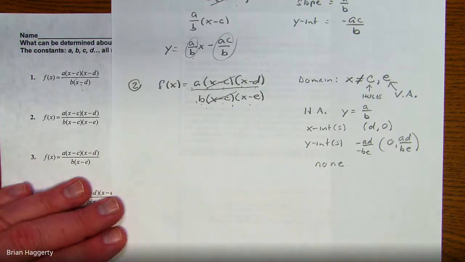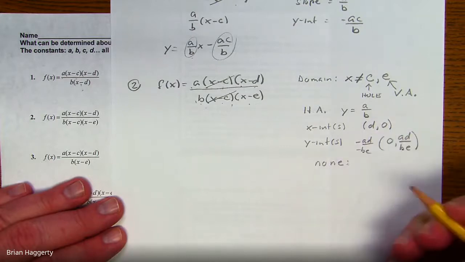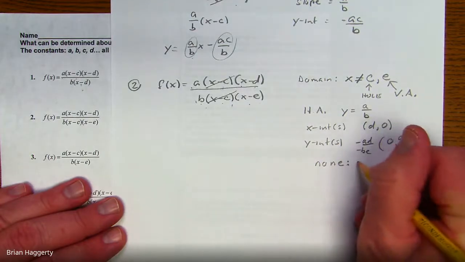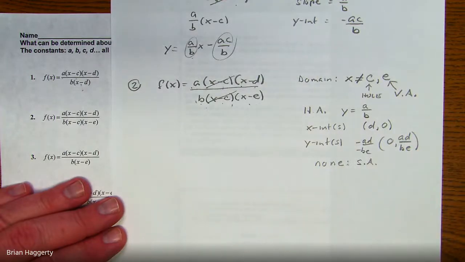Hello. Anthony Burton. Oh, right there. Oh, I didn't say none of what. Just none. Slant asymptote. All right. I forgot what I was saying.